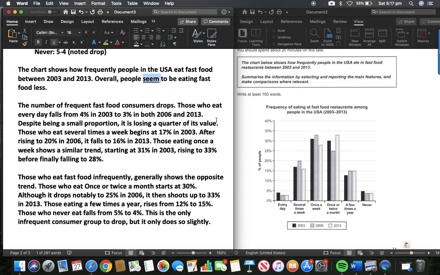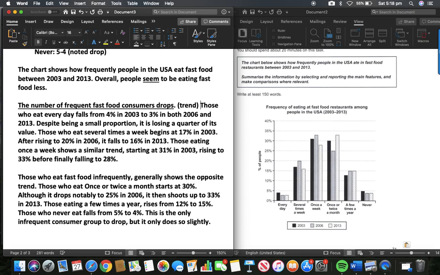We don't know everything, so I just left it there. People seem to be eating fast food less. The number of frequent fast food consumers drops. So here I've got the overall trend noted there. And here I get into the trend data. Those who eat every day falls from 4% in 2003 to 3% in both 2006 and 2007. So I've got trend and data.